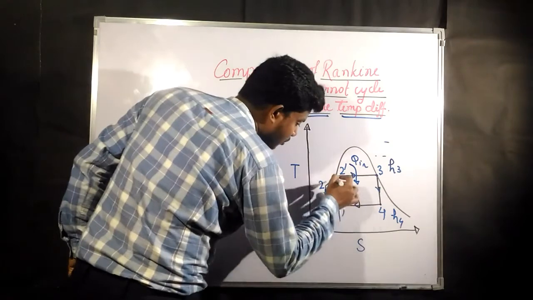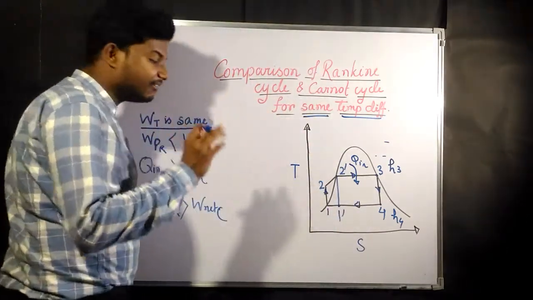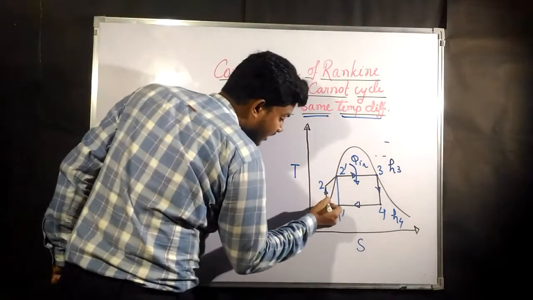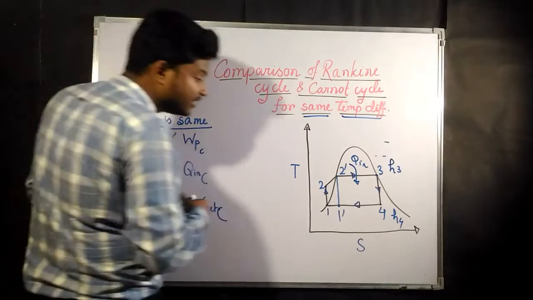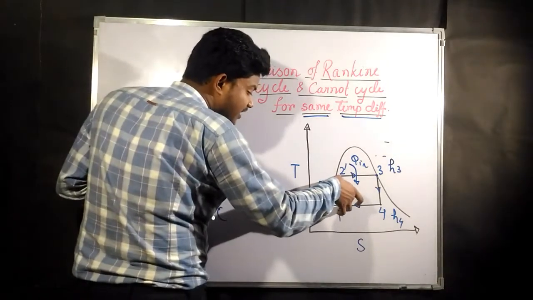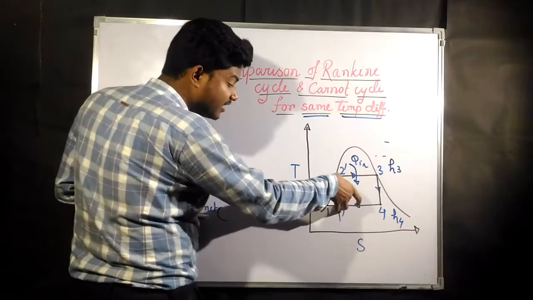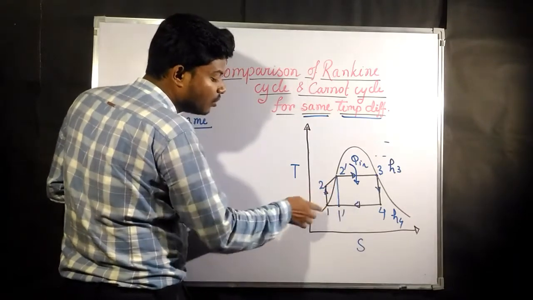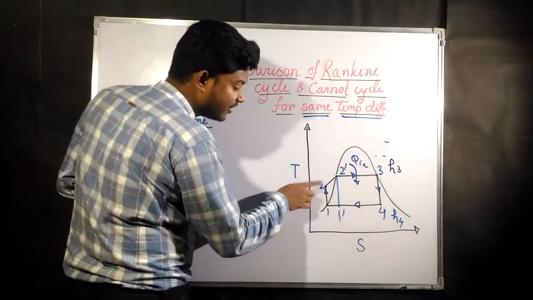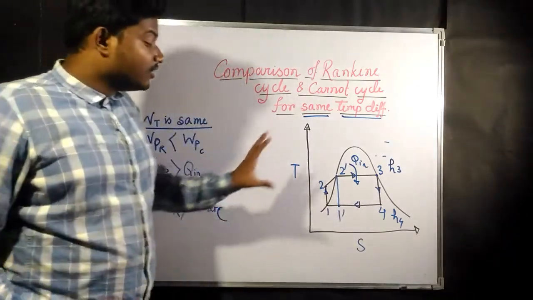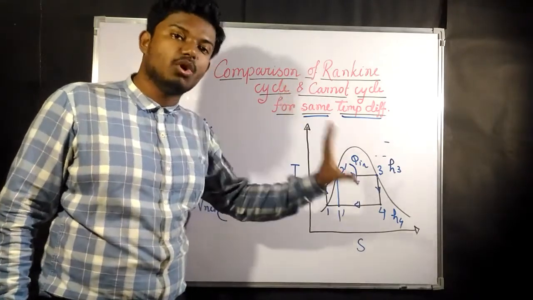the enthalpy difference between this point and this point is going to be greater than the enthalpy difference between this point and this point. That means the temperature difference here is more than this part. The temperature difference at 1 dash to 2 dash is more than the temperature difference at 1 to 2. As the temperature difference is more, the enthalpy difference should also be more.